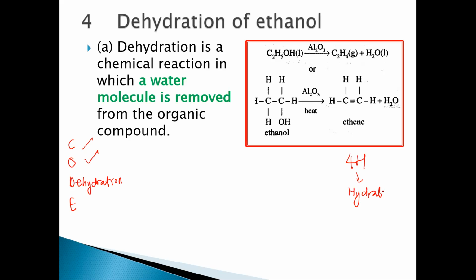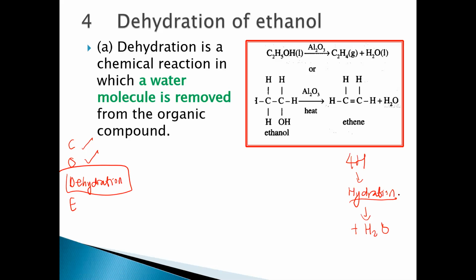What is the definition of hydration? What am I adding? Water. Yes, I add water. I would love to hear everybody responding nicely. I feel I'm talking to myself. Now dehydration: I will take out the water. So remember, hydration is adding water, dehydration is taking out the water.